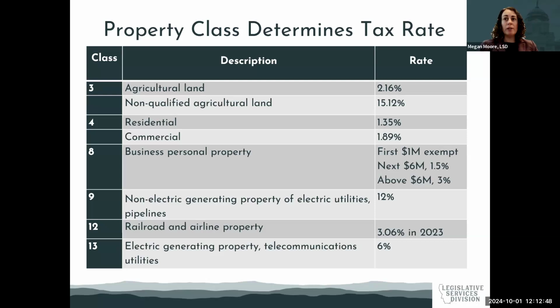Also, railroad and airline property has a specific rate for 2023. I didn't get the 2024 rate in there, but this tax rate is the lesser of the total taxable value of commercial property divided by the market value of commercial property throughout the state, or 12%. And as you can see, the 3.06% is clearly lower than the 12%.